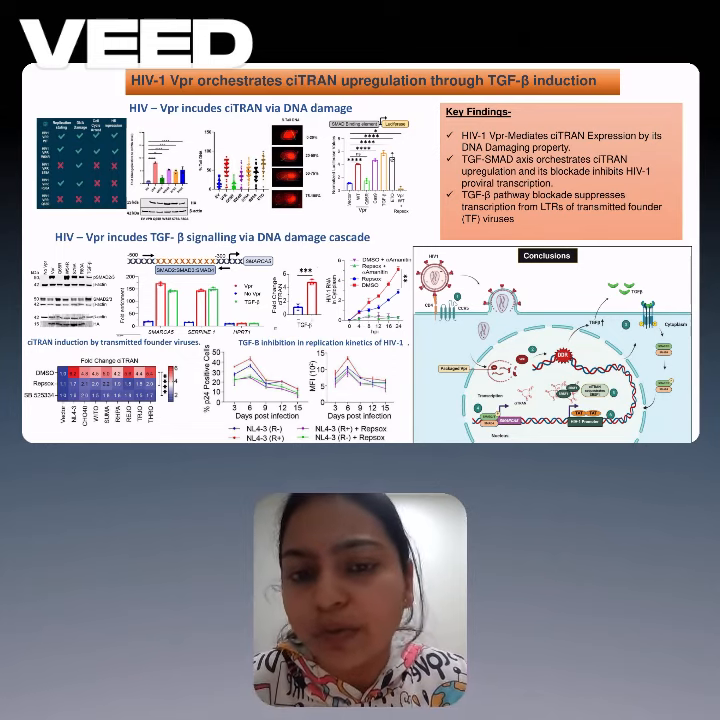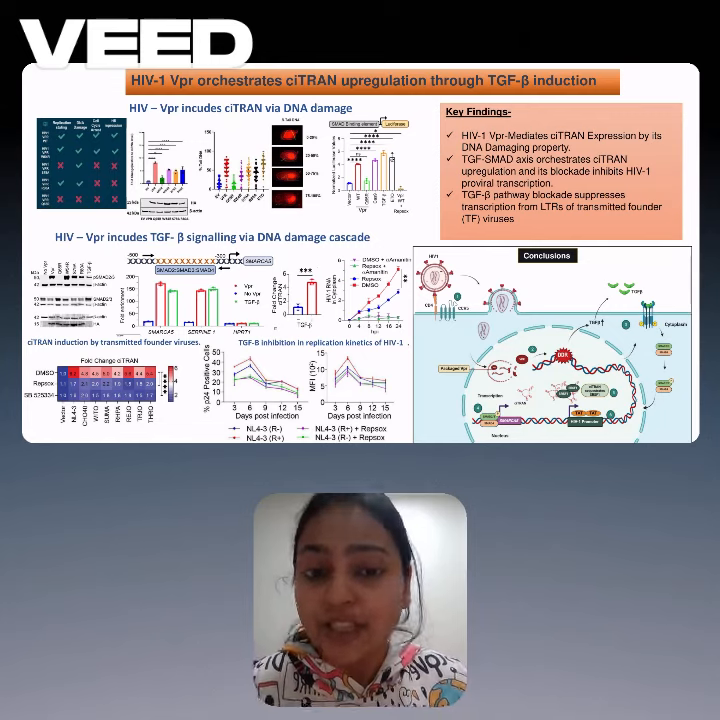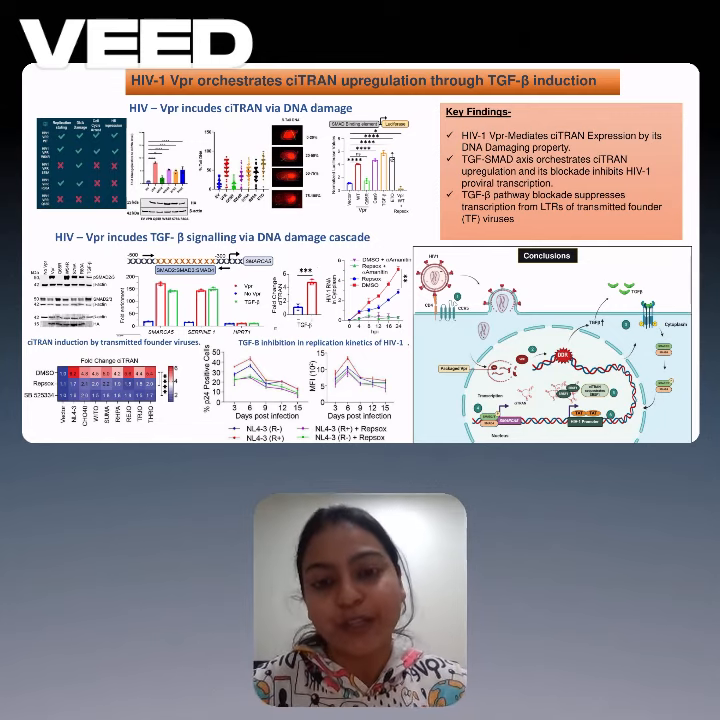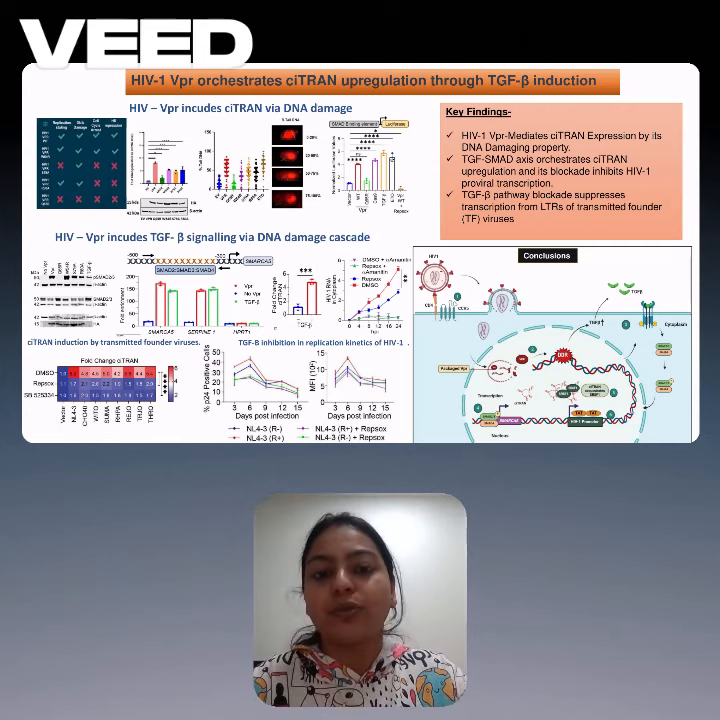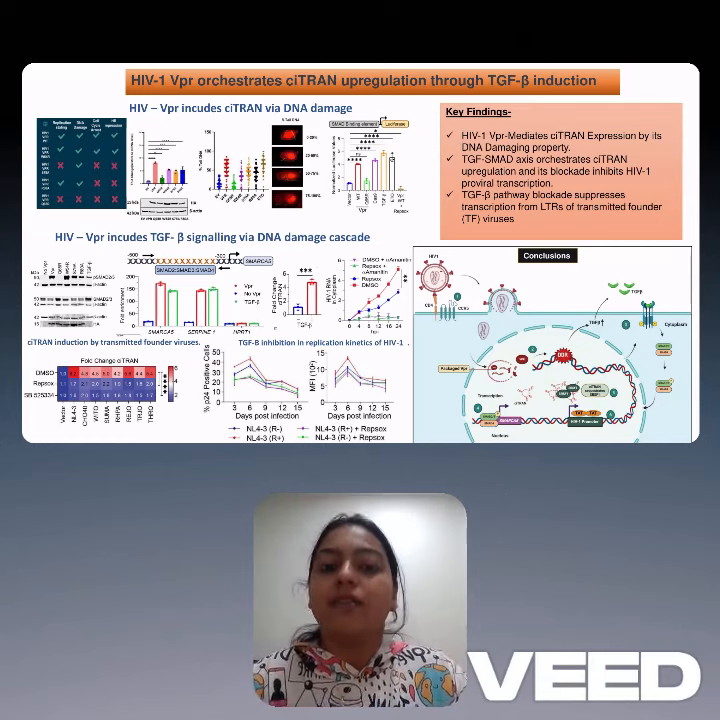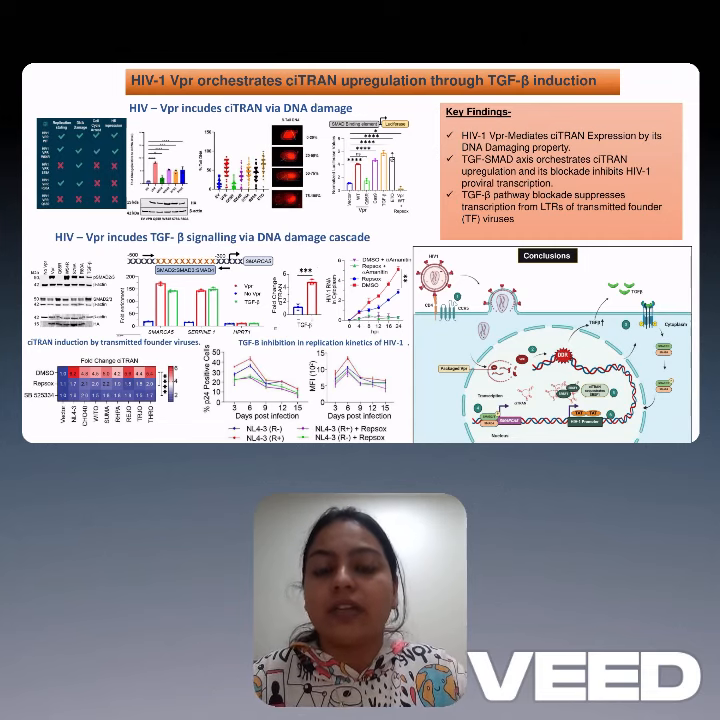In conclusion, what we found was that packaged Vpr was able to induce DNA damage, which downstream led to TGF beta induction, and then phospho-SMAD2/3 was able to induce this circular RNA, which sequestered SRSF1, through which the HIV-1 promoter was able to transcribe effectively. That's how the circular RNA induction takes place, and it reduces the infectivity.